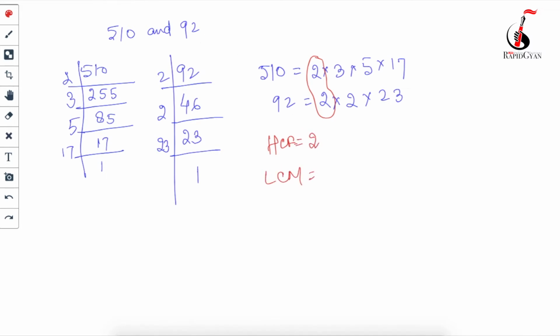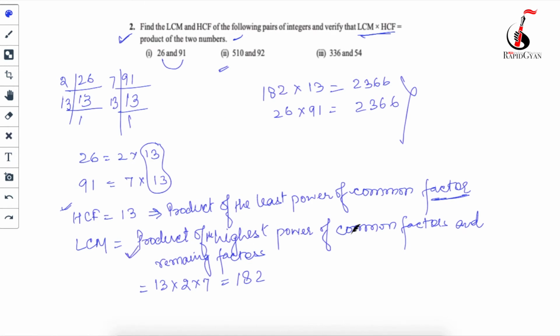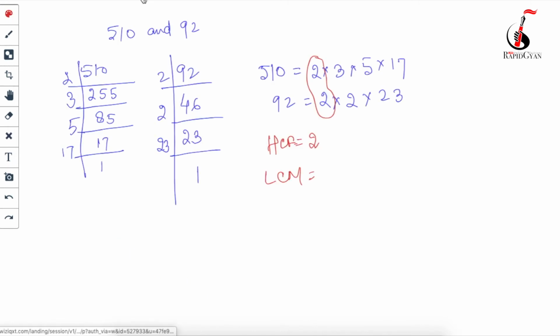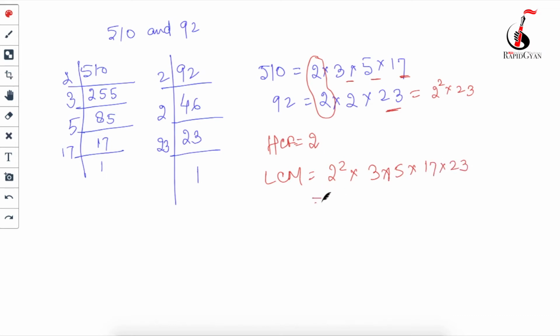What the LCM says is it's a product of the highest power of the common factors and the remaining factors. This particular number I can write as 2 to the power 2 times 23, correct? So the highest power of the common factor is 2 square. So I will write over here 2 square multiplied by the remaining factors. What are the remaining factors? 3, 5, 17 and 23. So multiplied by 3 times 5 times 17 times 23. If you multiply everything, your answer will be 23,460.